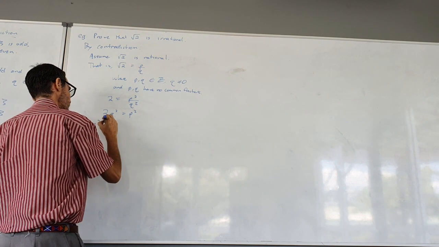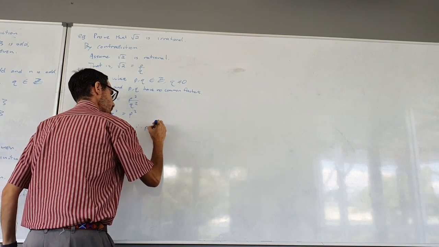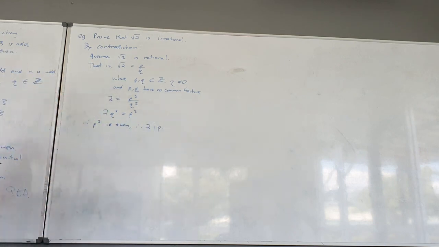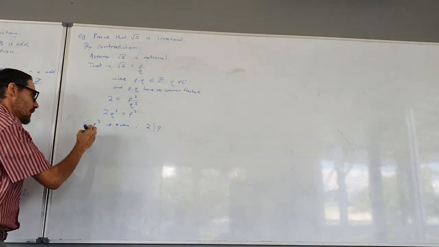Therefore, p squared is even. Therefore, 2 divides p. p has to be even because its square is even. We did: if a number is odd, then its square is also odd. If you don't believe this, you could do the same proof. If a number's square is even, then the number itself must be even. You could work that through. 2 must divide p. Okay.